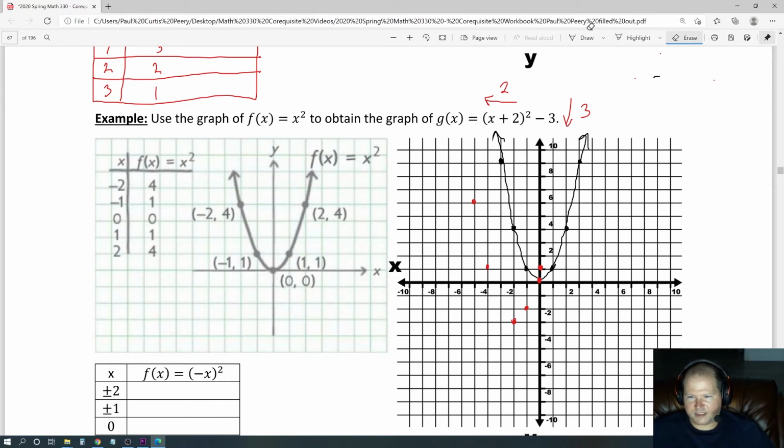Messed up on that one. Let me fix that. Okay, so that little point right there. So 2 to the left, 3 down, 2 to the left, 3 down, 2 to the left, and 3 down, and finally 2 to the left, and 3 down. 1, 2, 3, right there. And yeah, that should do it. So we should be able to draw it, and it should basically be the original, but because of this, it shifted 2 to the left and 3 down. And that's what happened.